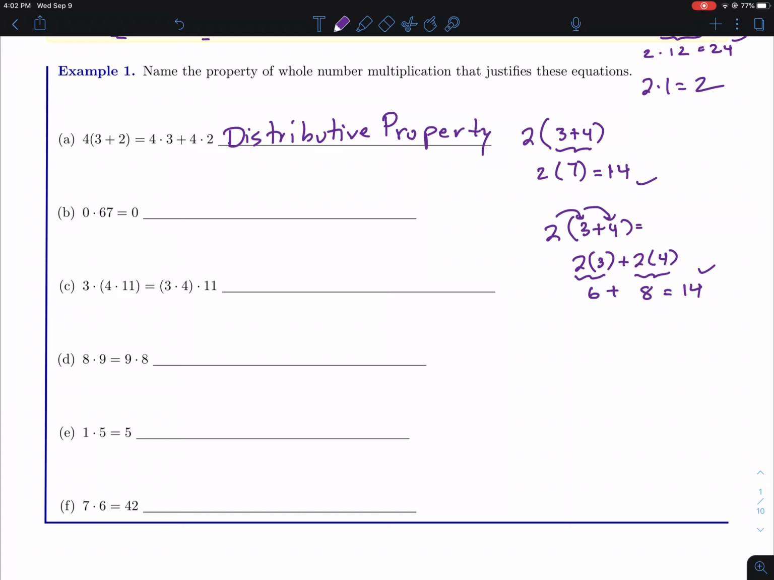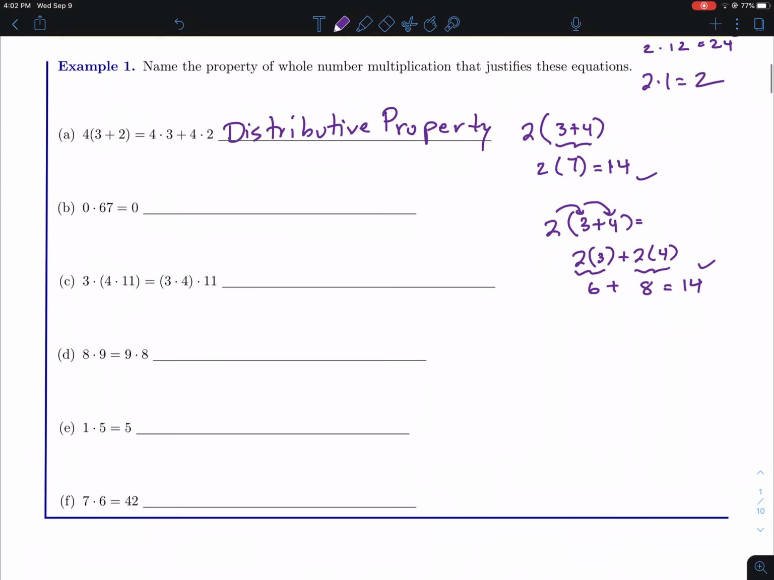So 0 times 67 equals 0. That's going to be our 0 property. Good, I heard somebody out there say it. So multiplication by 0 property. I'm just going to call it 0 property, and I'll put multiplication to keep it separate from the addition property.